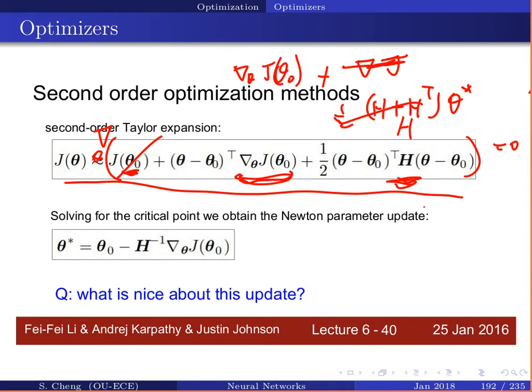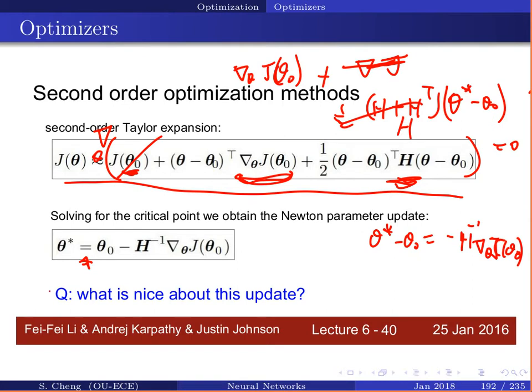So therefore you have, actually, that's a theta 0 missing. So therefore we have theta star minus theta 0 is equal to minus H inverse gradient of J at theta 0, something like that. So therefore you move this to the other side, you get this.